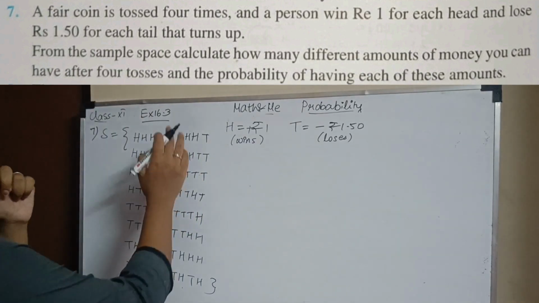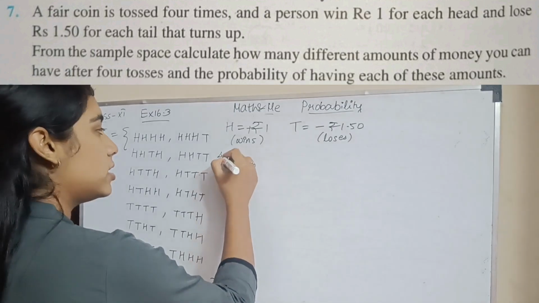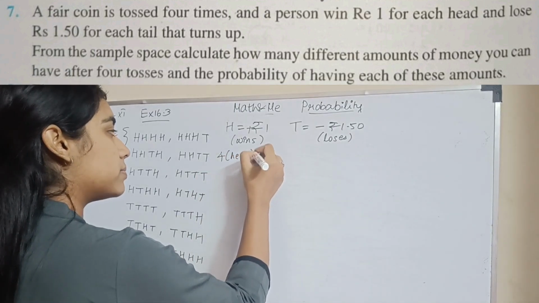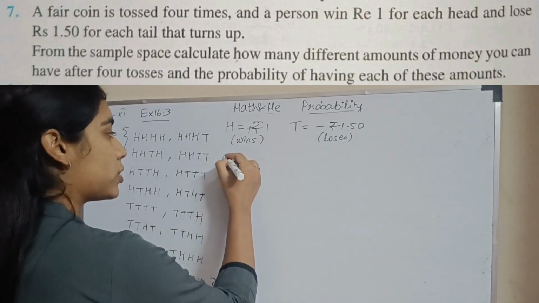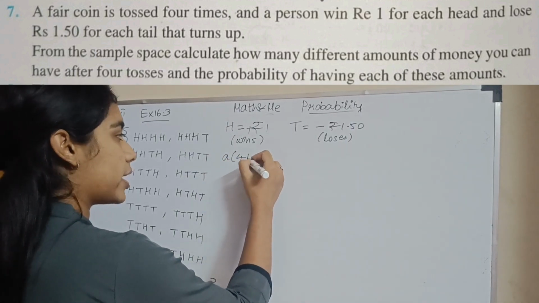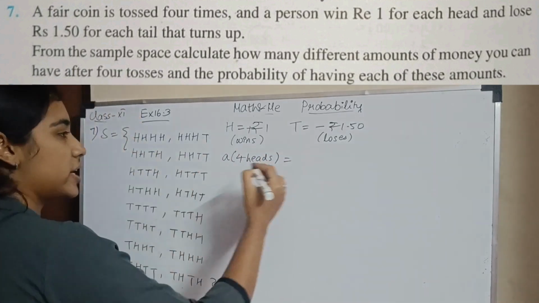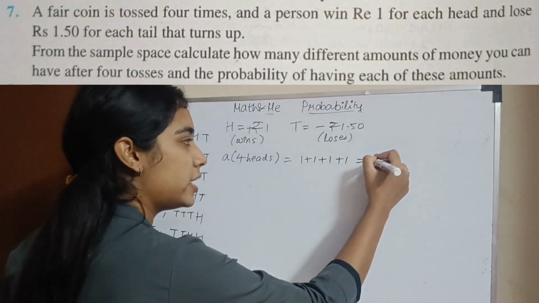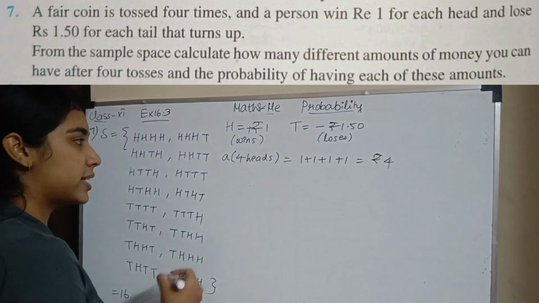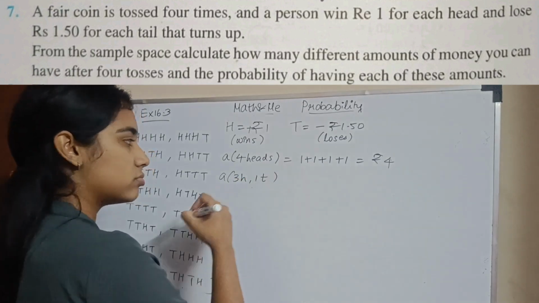Okay, so now they are asking this question based on the amount. So if 4 heads come, what will be your amount? 4 heads. I'll write amount A for 4 heads. Amount for 4 heads is when I get H, H, H, H, I'll have 1 plus 1 plus 1 plus 1. I'll be winning ₹4. Correct?